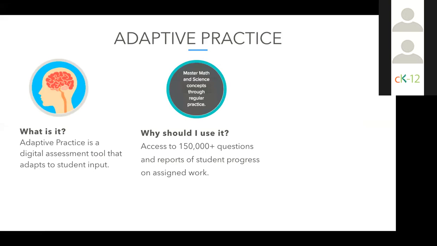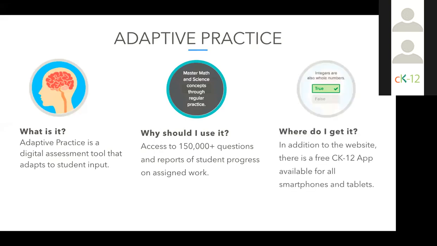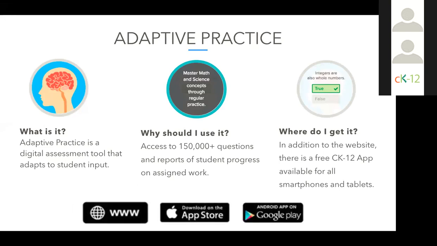And then why you should use it. We have about 150,000 questions. Most of them are math and science questions. And with those, we have reports of student progress for any assigned work that you have. So that allows you to get an idea of how students are spending their time, what that looks like, what their answers are. And then also, where can you find it? You can access this on the website, CK12.org. And there's also a free CK-12 app that's available for smartphones and tablets. And that's just for practice and quiz assignments. It's not for other pieces, but those practice and quizzes you can access via that app. So students could use that on a tablet or a phone as well.